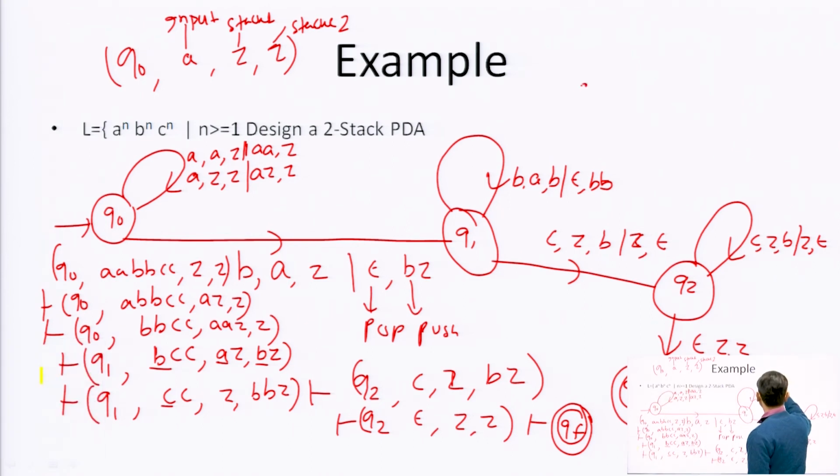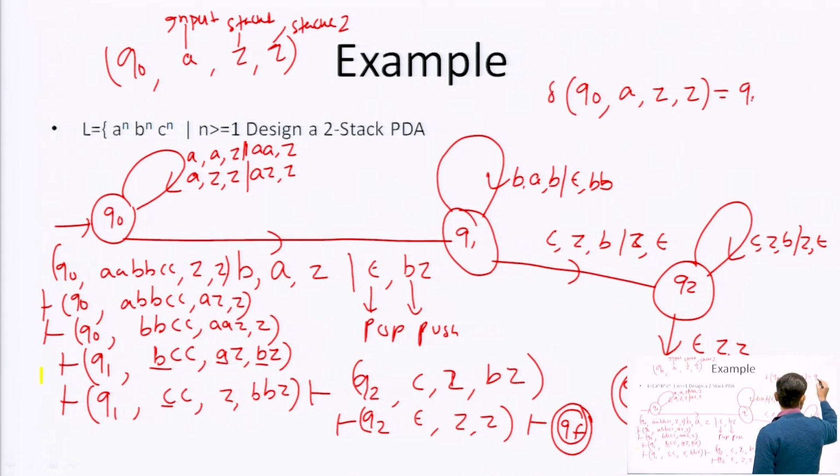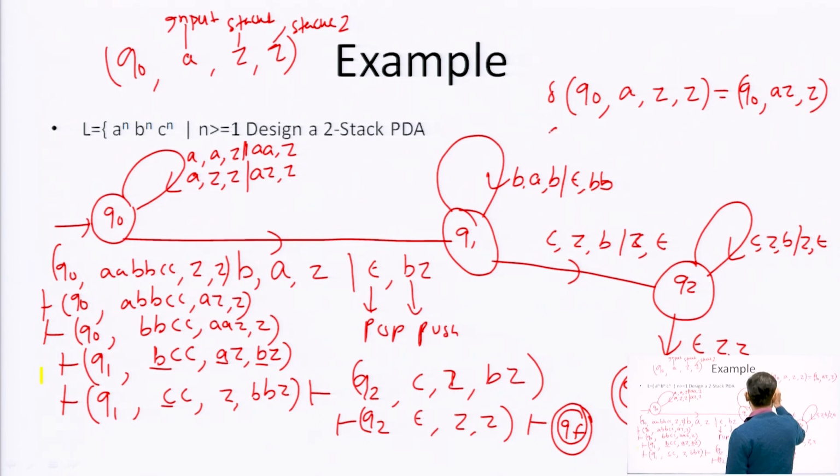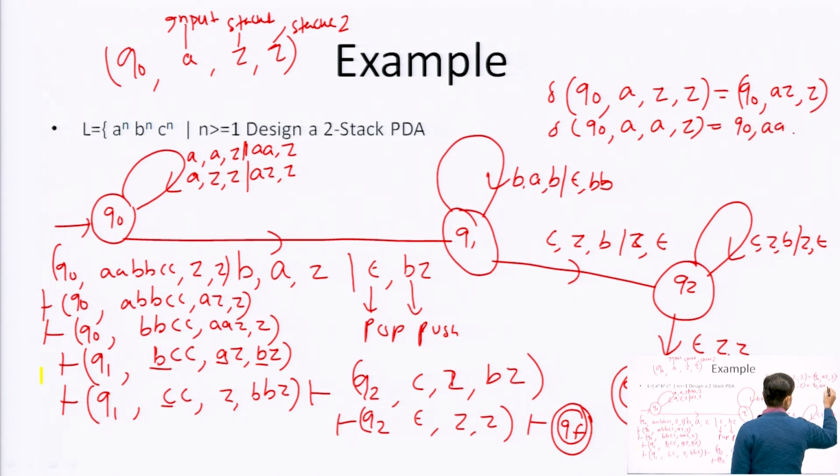So you see here, Q0, A, and this is Z, and this is Z. So this one equals Q0, A Z, and this is Z. So this is the transition function in Q0: Q0, then Q0, A, and this is A, and this is Z. So this is Q0 A Z. So these are the transitions.